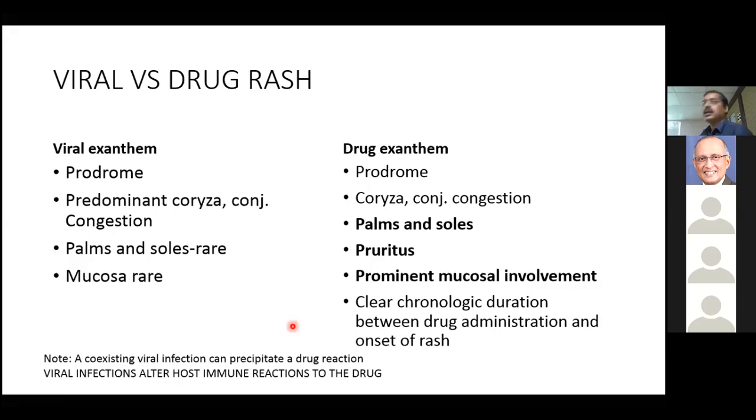And having said that, this is a note I would always like to put. A coexisting viral infection can actually precipitate a drug reaction. That is why some patients will tell you, sir, I have taken amoxicillin, ampicillin earlier. I have never had a reaction, but this time I got a reaction. Why? That is because the viral illness has actually modified the immune response, and thereby it has caused the immune reaction to the drug. Okay.